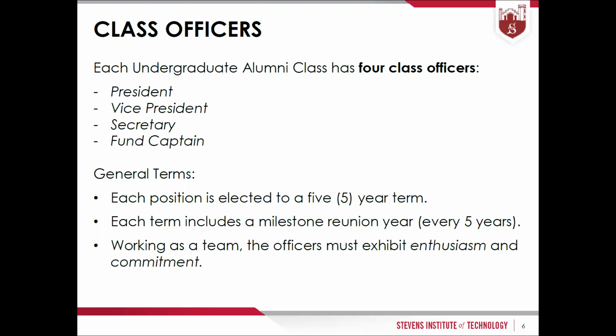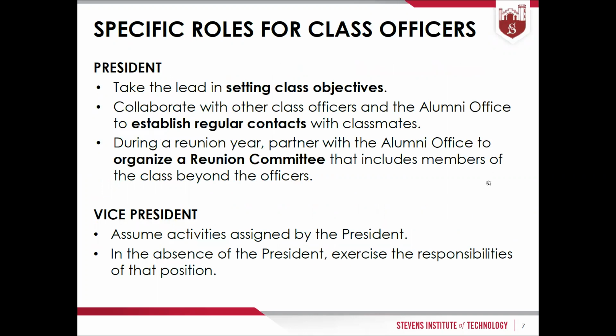There are options here. To go into the specifics for each role, the president typically takes lead in setting class objectives. They work with the alumni office and other class officers to establish regular contacts with classmates. This is typically done via email, but this could be done through mailing or social media, depending on what you think works well or best for your class. And then, as I mentioned before, organizing a reunion committee or working with the alumni office to plan reunions is an important part of being an officer.